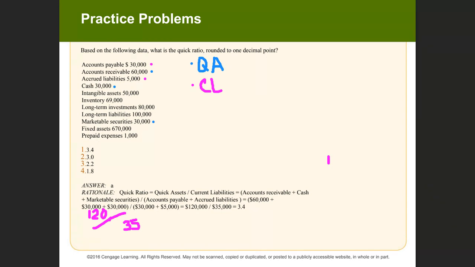So we're going to do 120. I guess they did, didn't they? I just didn't look that far. So they gave us our 120,000 divided by our 35,000, and that's going to give us a quick ratio of 3.4. So we know that this is the correct answer. Just note, make sure you know what your quick assets are and your current liabilities to find your quick ratio.